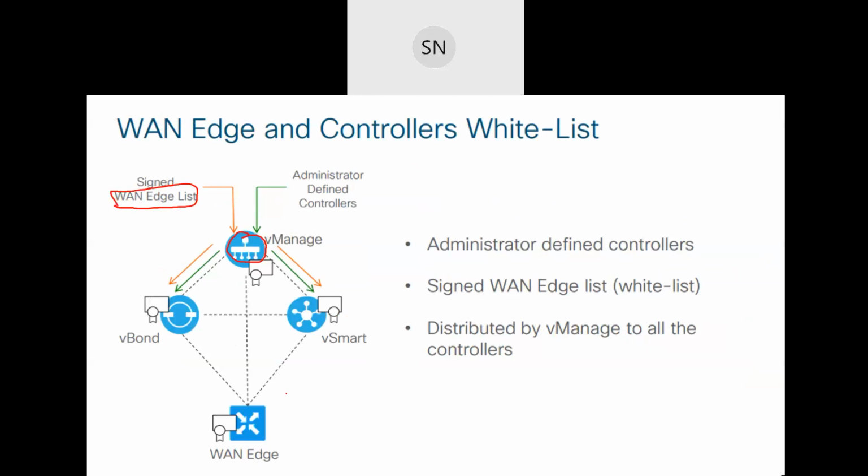Again, for the individual vEdge clouds, the virtual routers, you can use the Symantec root CA or the Cisco PNP root CA chain for activating them, or you can also use your enterprise root CA server for that matter.